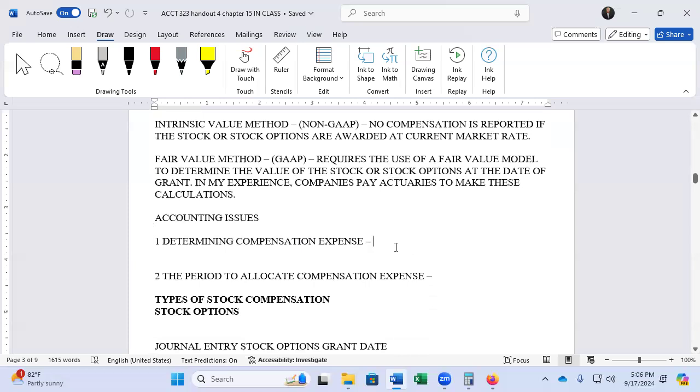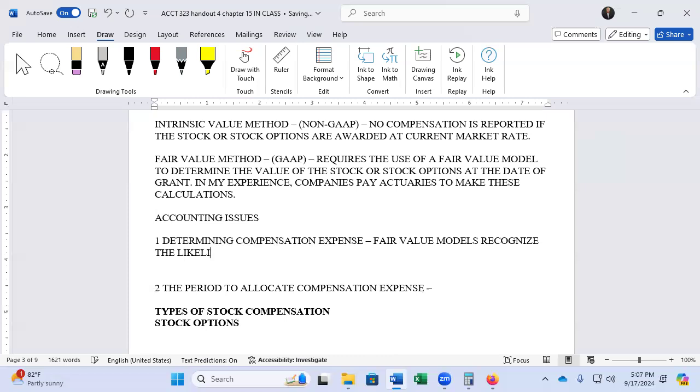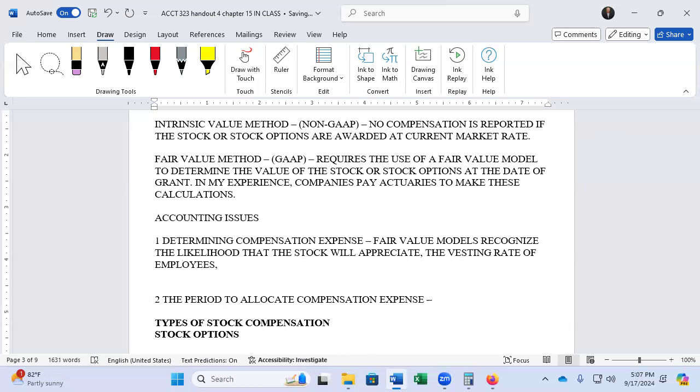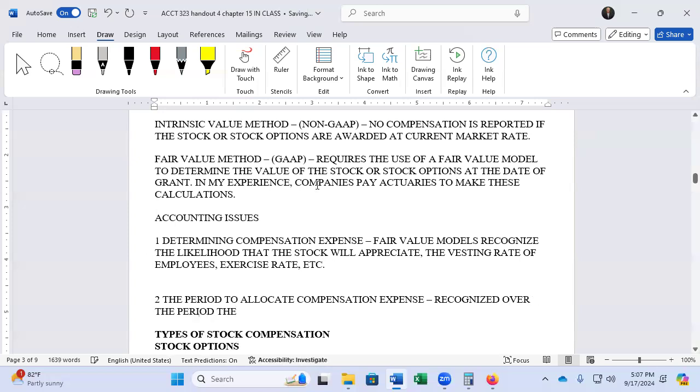So there's a couple accounting issues that we should talk about. Fair value models recognize the likelihood that the stock will appreciate, the vesting rate of employees, the exercise rate, etc. The period to allocate compensation expense: it gets recognized over the period compensation is earned or vested.